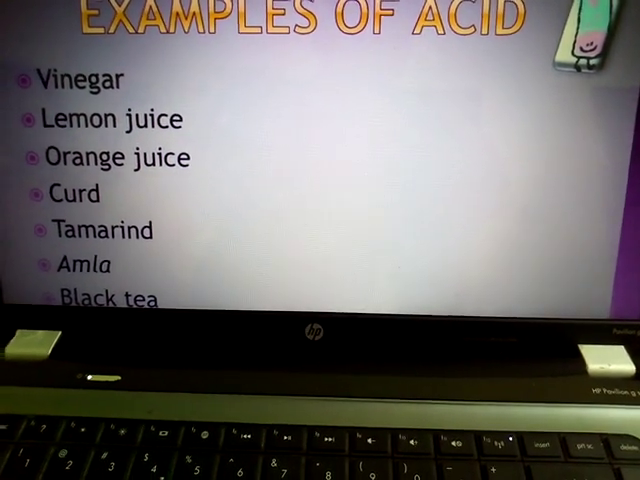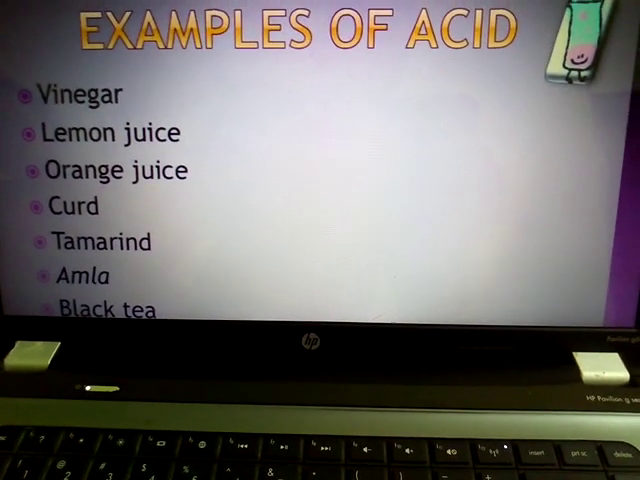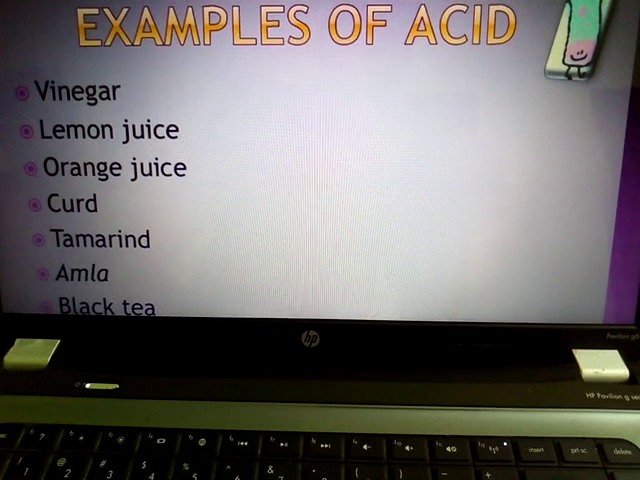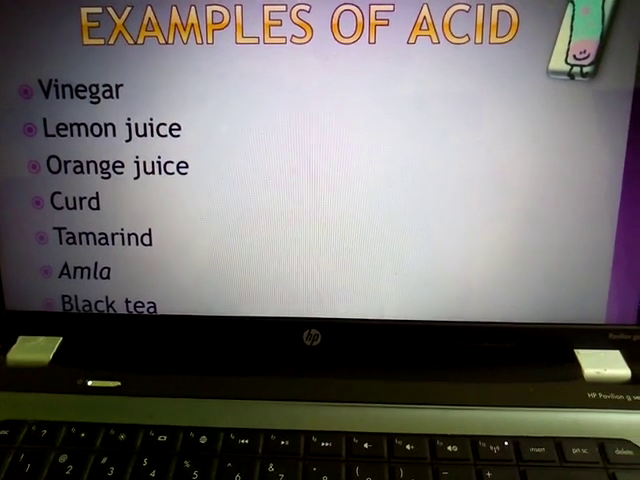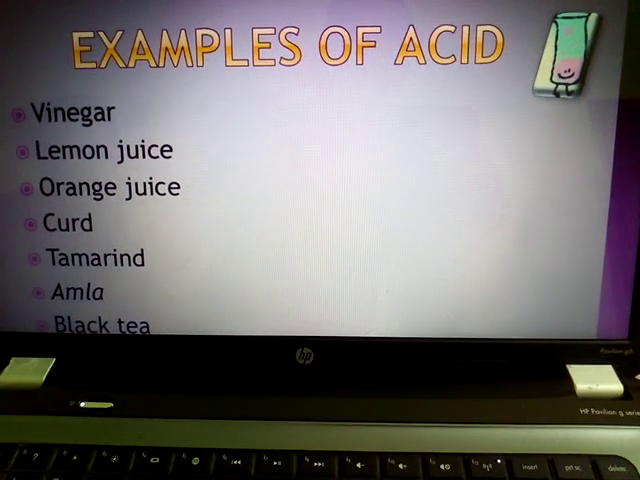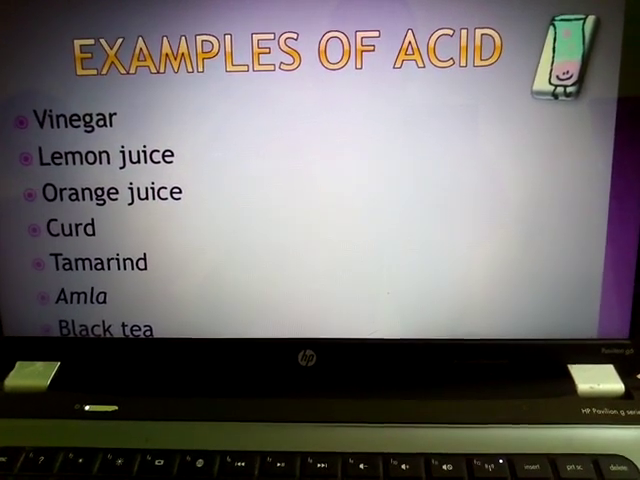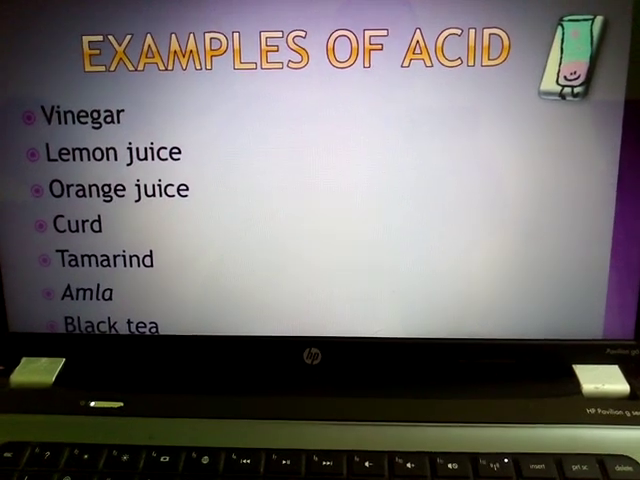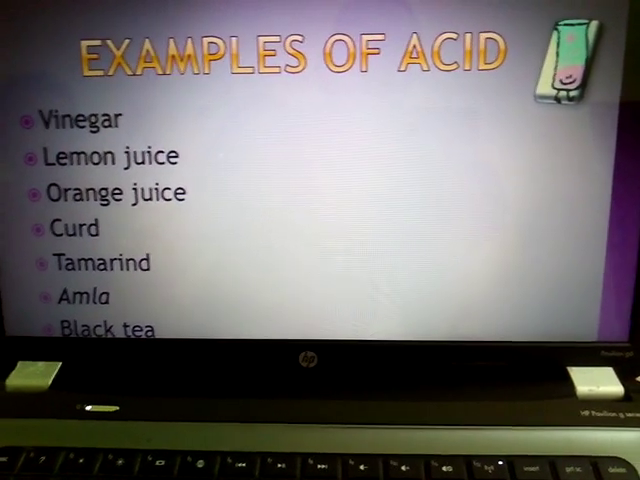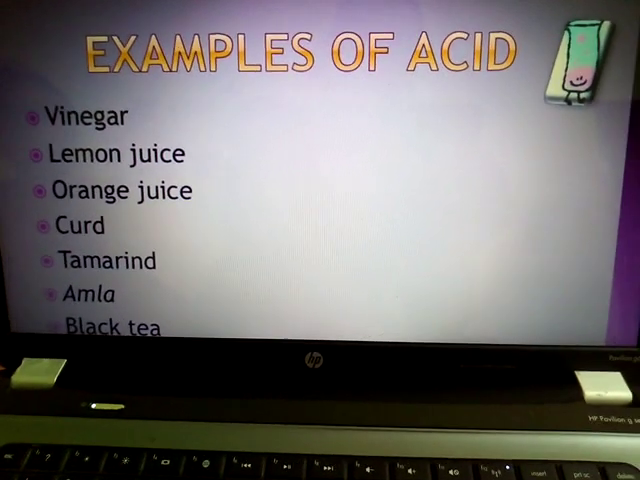So all the acids, if you taste them, are sour in taste, means ये खट्टा होता है. Vinegar, lemon, orange juice, all these are sour in taste. Other examples are tamarind, amla, black tea, all these contain the acidic property, meaning they are sour in taste. So the first feature of acids is that they are sour in taste.